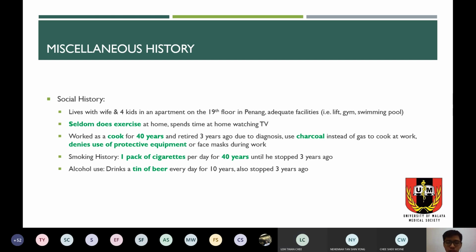Smoking history-wise, he smoked 1 pack of cigarettes per day for 40 years until he stopped 3 years ago. Alcohol use is similar, 1 tin of beer every day for 10 years, also stopped 3 years ago. Okay, so this all actually points towards COPD. Correct. He's got the risk factors, right? He's got charcoal exposure for 40 years, no proper PPE. He's also an active smoker, 40 pack years. Okay. Any history of asthma?